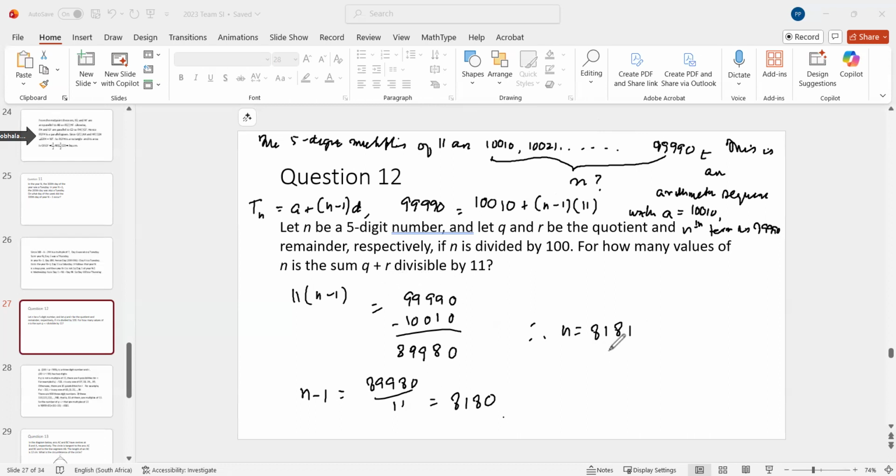Answering the question, it is the number of multiples of 11, 5-digit.